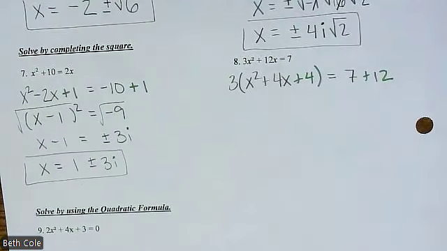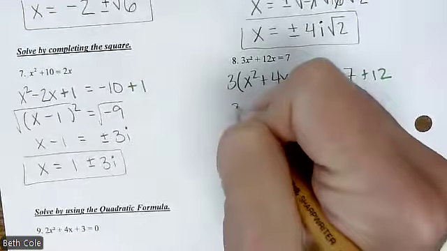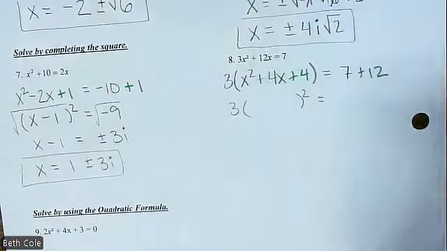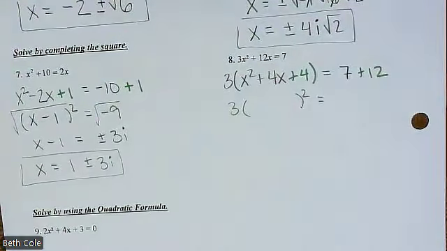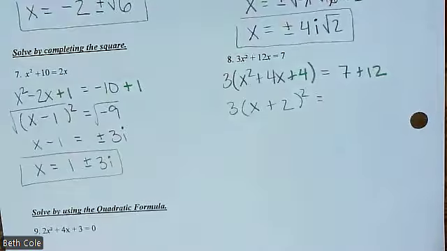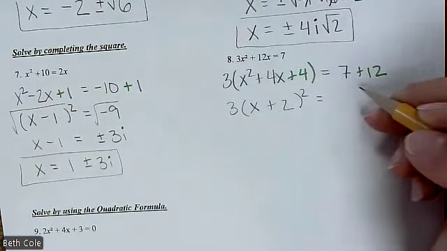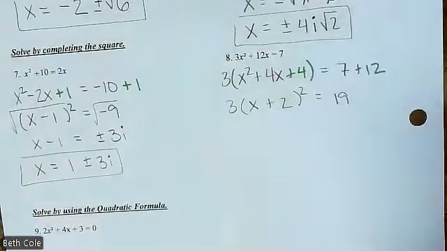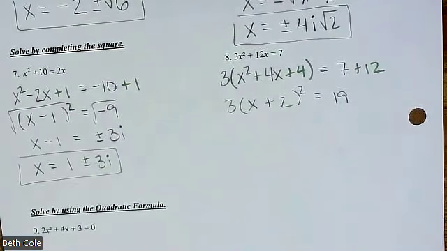I know you can do 3 times 4. It's not hard. You just got to be careful. So it's going to be 3 times blank squared. What goes in the blank? X plus 2. On the right side, what is that, 19? Now that's what we did last class. We're going to just keep going. You just have to finish it up.